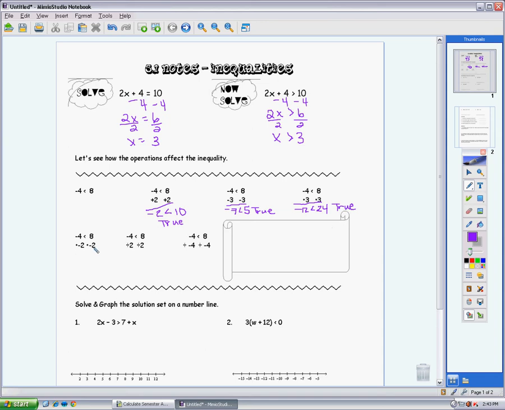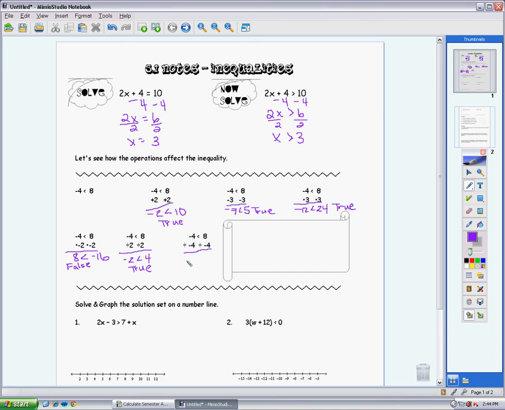What if I multiply by negative 2? If I multiply by negative 2, I get negative 4 times negative 2 is 8, is less than 8 times negative 2, which is negative 16. Is 8 less than negative 16? No, that's false. Well, let's see what happens when we divide. Negative 4 divided by 2 is negative 2, is less than 8 divided by 2, which is 4. Is negative 2 less than 4? Yes, that's true.